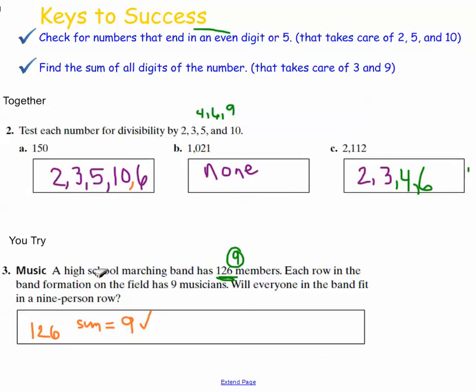All right, so the important information in this is that our band has 126 members. I want to know if each row can have 9 musicians. So I follow the rule for 9, which is, is the sum of my digits divisible by 9? Well, it happens to be that this adds up to 9, so it's divisible by 9. So yes, everyone fits. Okay, so these are our divisibility rules, and that's all for now.